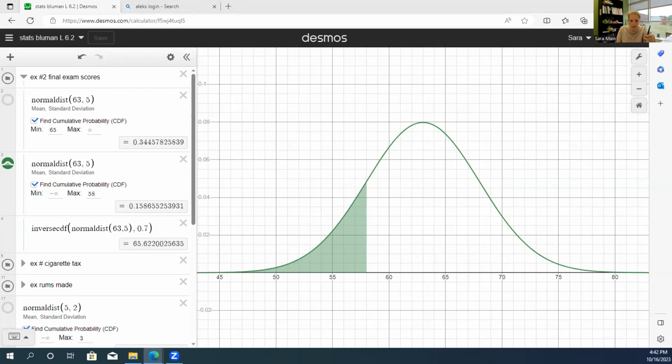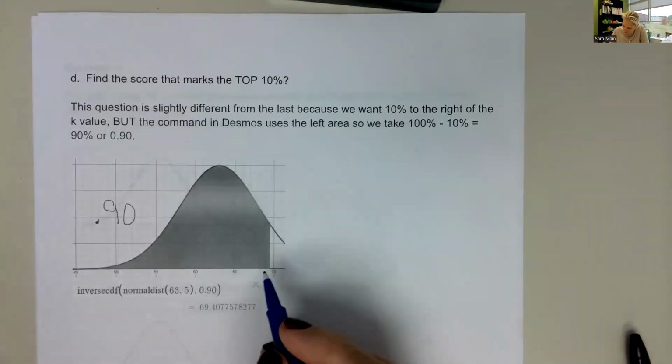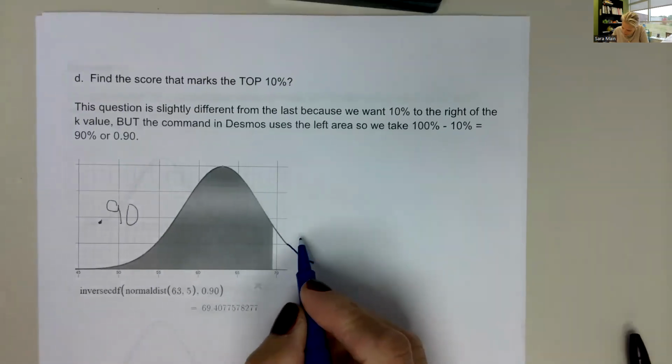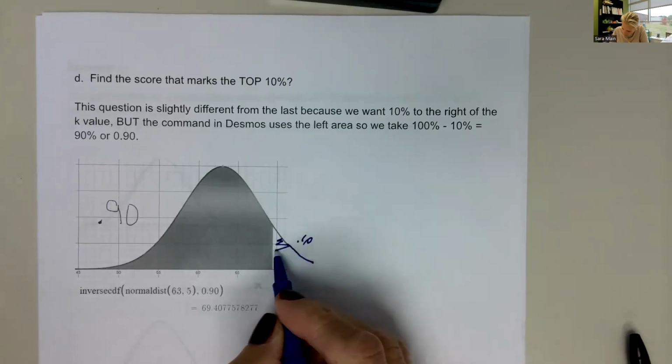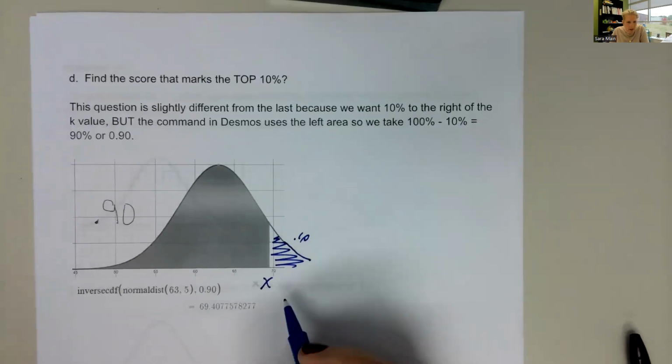And letter D says find a score that meets the top 10%. The top 10% means that we want to have 10% out here. And so we want to know the X that marks that spot.